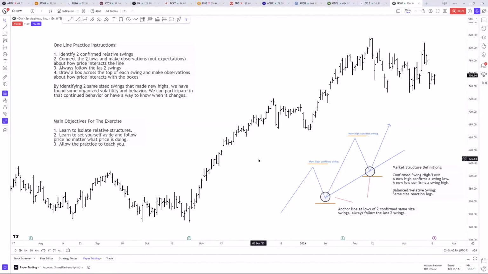So today I want to give a practice that will allow you to see for yourself a little bit about how price moves and make some observations in your own experience. And it's very simple. So it's a trend line practice.